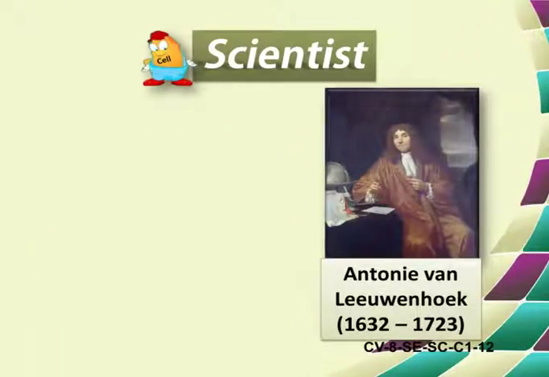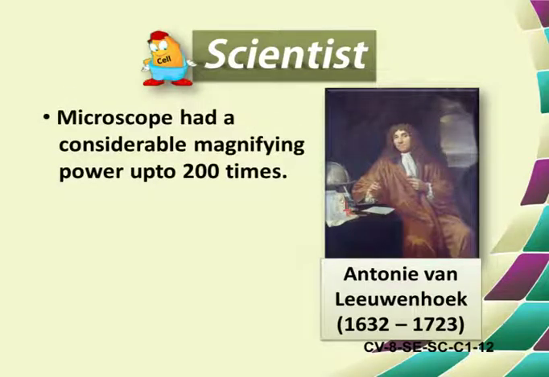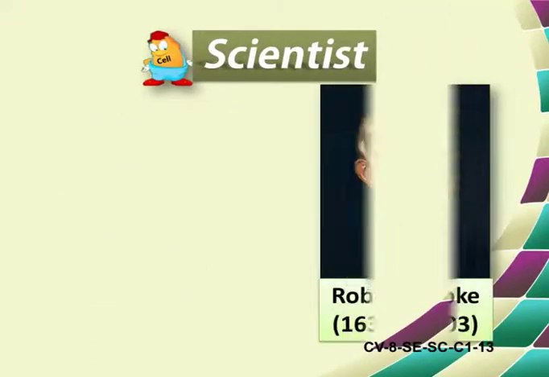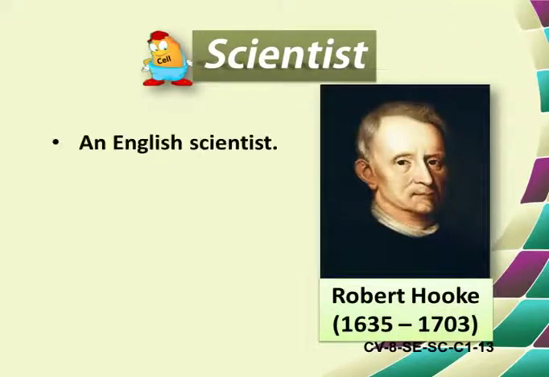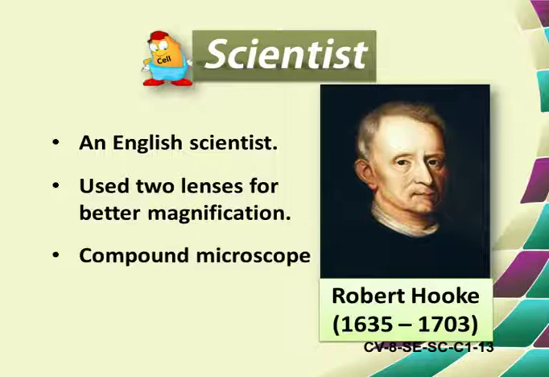Children, Antony von Leeuwenhoek is said to have constructed 400 microscopes. Some of these microscopes had a considerable magnifying power up to 200 times. All his microscopes consisted of a single biconvex lens and were called simple microscopes. Yes, copy this. Later, Robert Hooke, an English scientist, used two lenses for better magnification. Such microscopes were later known as compound microscope. Copy this.